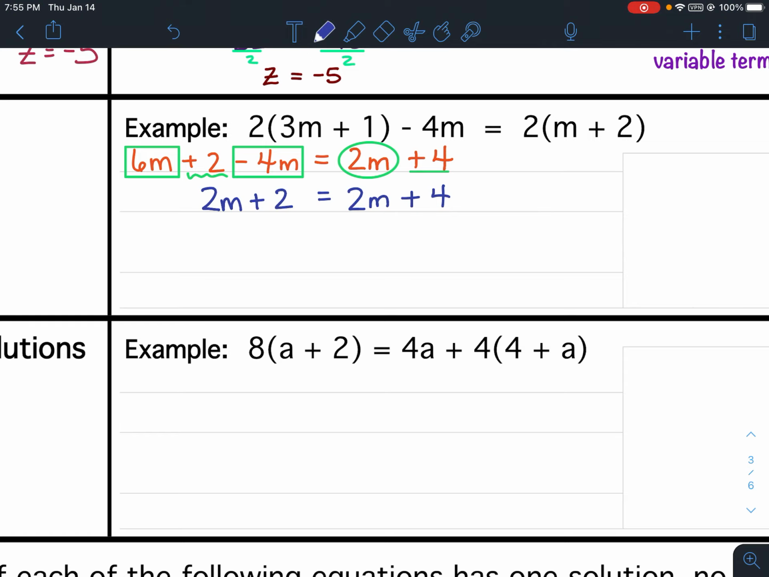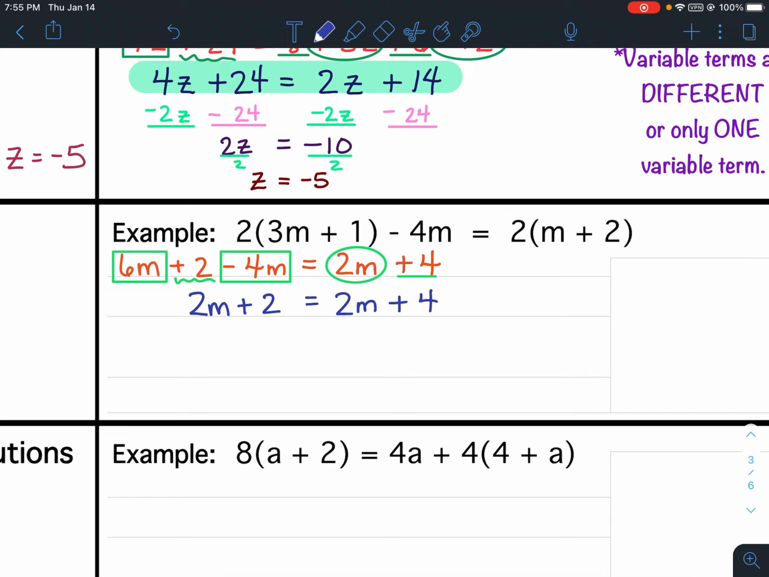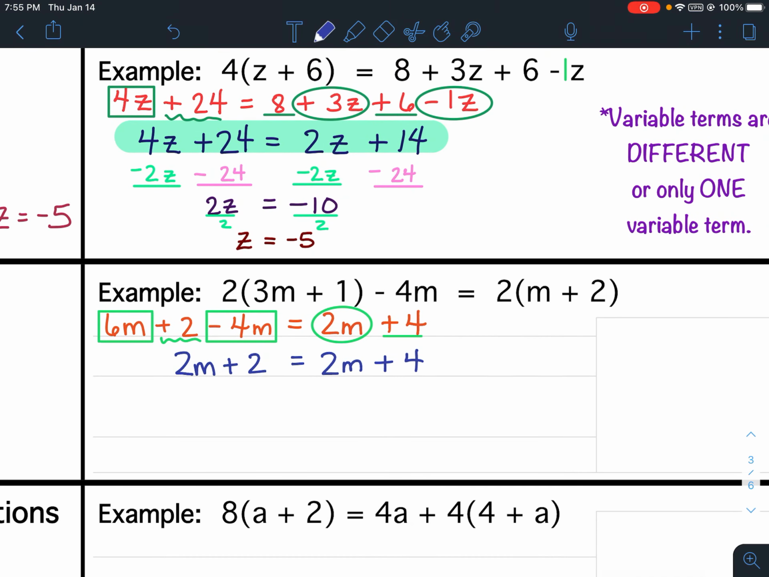All right, I want you to see what's different with this problem than the problem up here. What was the first thing I told you to look at? I told you to look at the variable terms first. Well, up in the one solution problem, we had 4z and 2z. The variable terms were different. But if you look at this one, I have a 2m and a 2m. So in this case, the variable terms are the same. So once you look at the variable terms, if they are the same, then you have to move to the constant terms. And in this case, the constant terms are different.